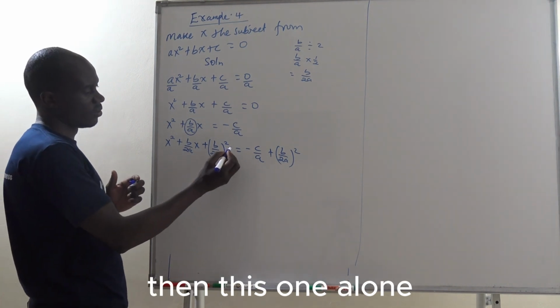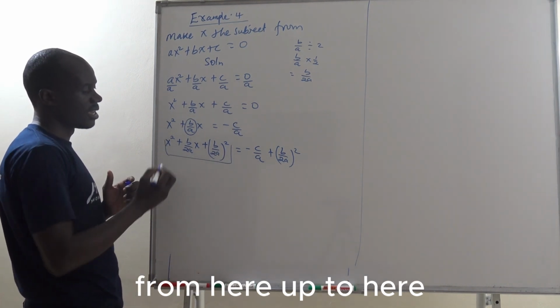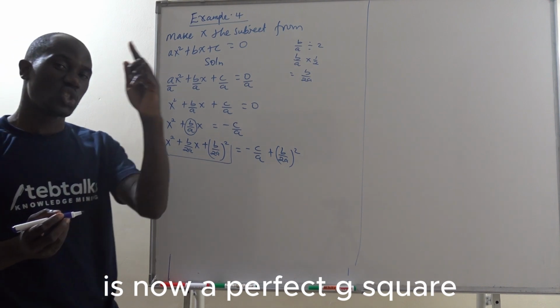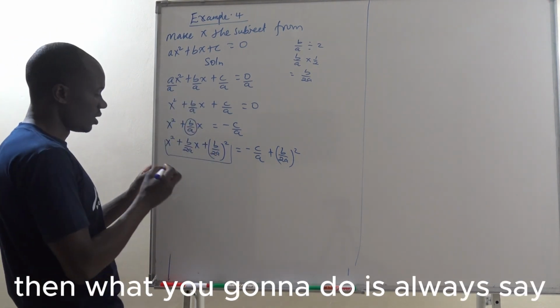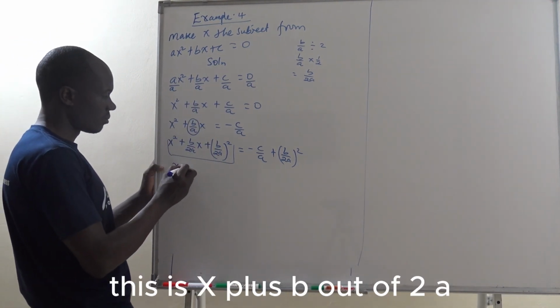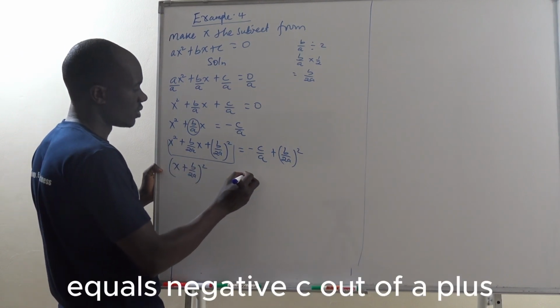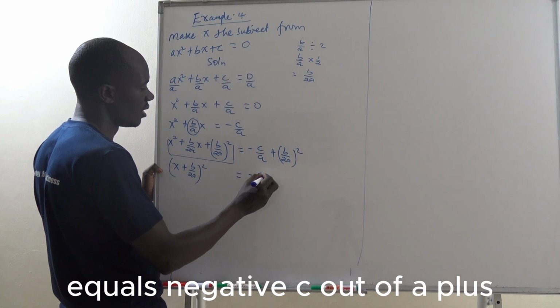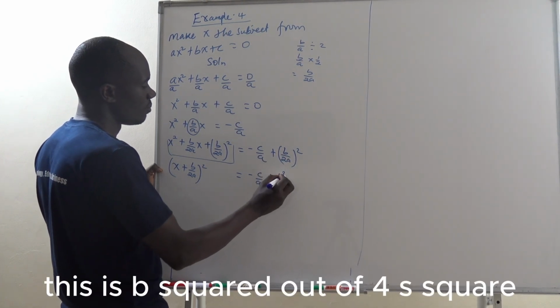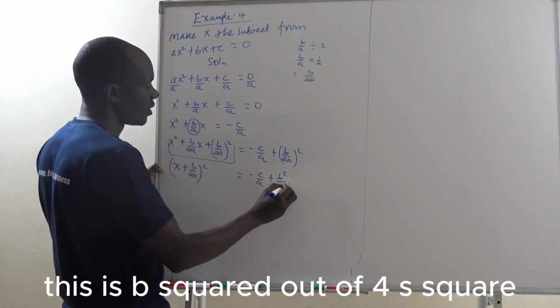Then this one alone, from here up to here, is now a perfect square. Then what can we do? We're going to say this is x plus b out of 2a, the whole of it squared, equals negative c out of a, plus this is b squared out of 4a squared.